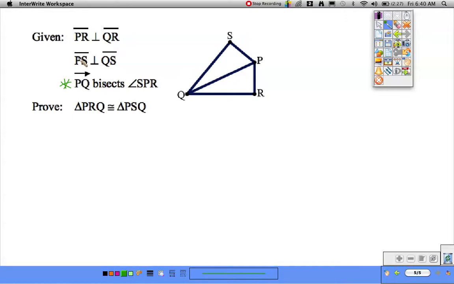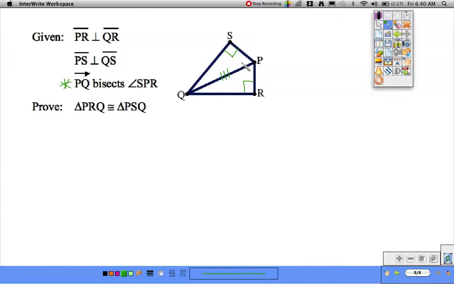Look at the difference in this proof. If you start like normal by marking the picture, PR perpendicular to QR, PS perpendicular to QS, I'm still going to have this reflexive side. So right now I'm thinking hypotenuse leg because that's exactly what I had last time. I see the right angles. However, PQ bisecting angle SPR is different than having 2 sides the same.